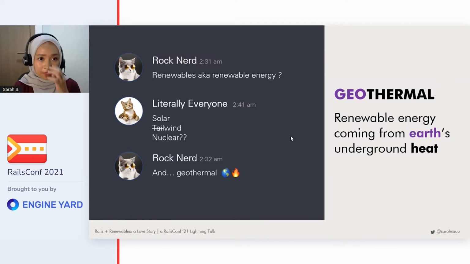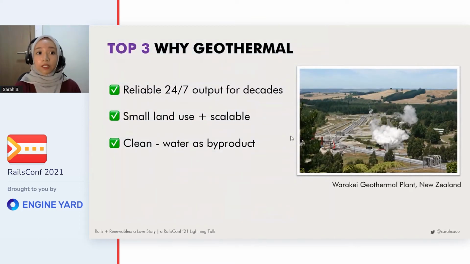So for instance, geothermal is reliable. It gives out 24/7 energy output for decades. So it's good if you want to power an entire city or even an entire country. The problem with solar, for instance, is that it's inevitable that you cannot generate power for at least half a day. And even with wind, the weather is very hard to predict, and therefore it's very hard to have a consistent energy output every single time.